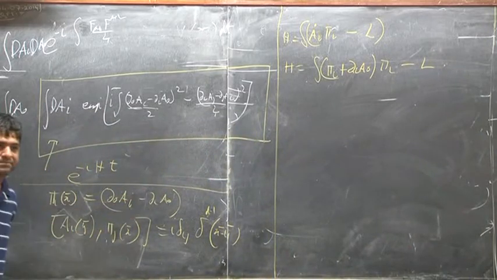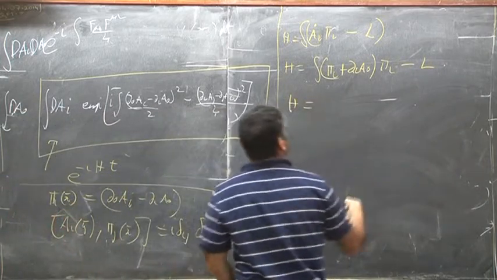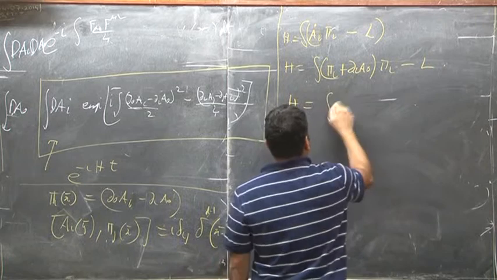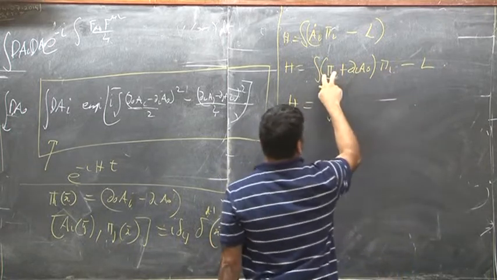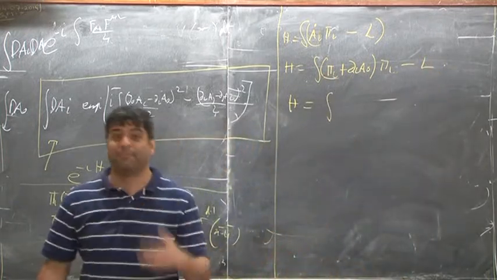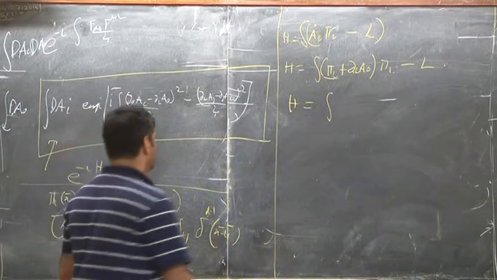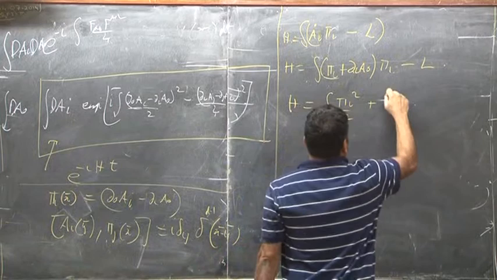Just from this relation. Okay. So h is equal to the integral. Now, when you work out this pi i squared, the Lagrangian has a plus pi I squared by 2. So this is now the first term of the step. You get pi I squared by 2 plus f I j.